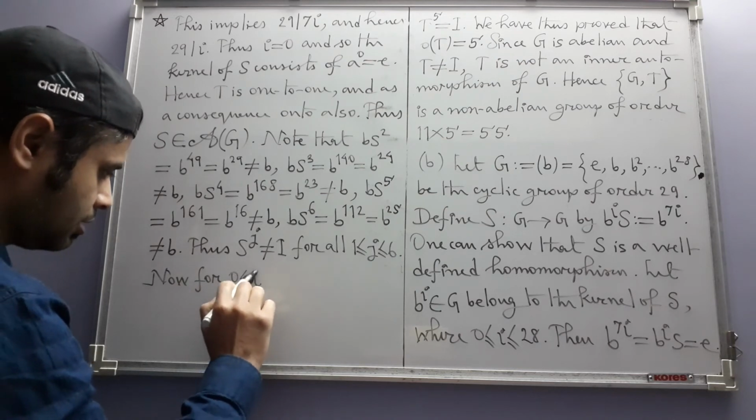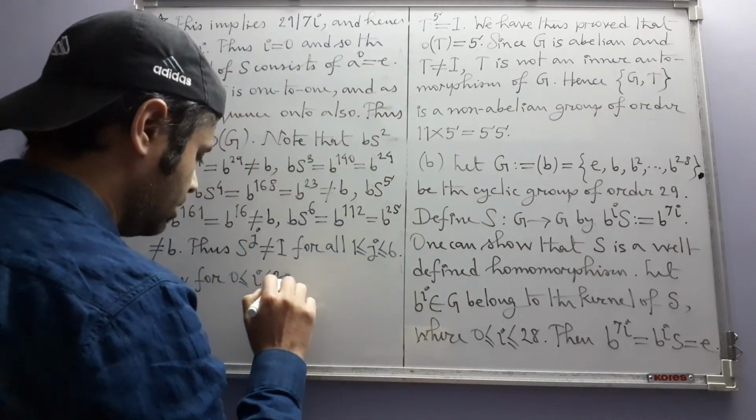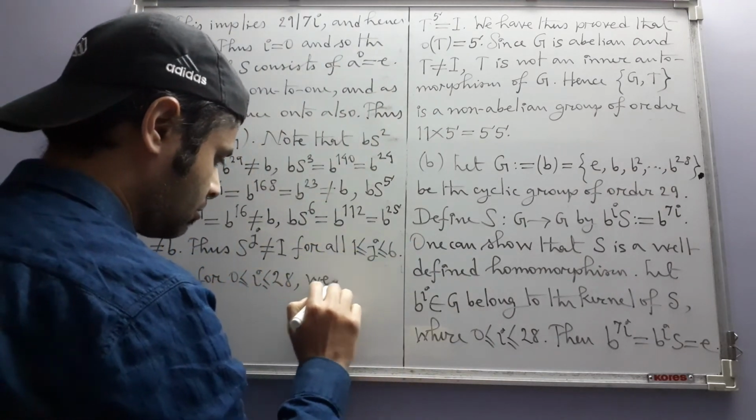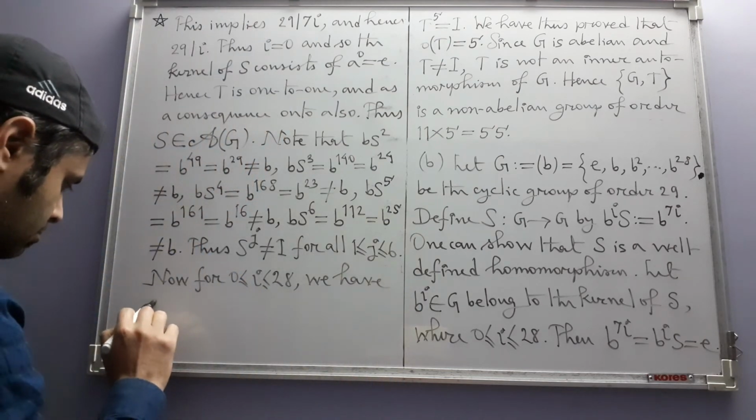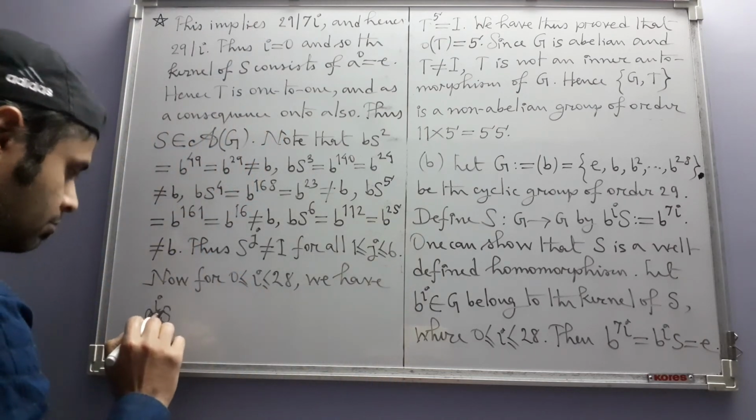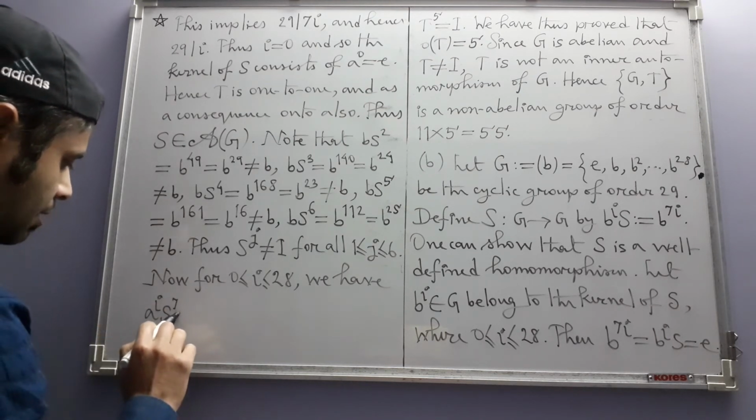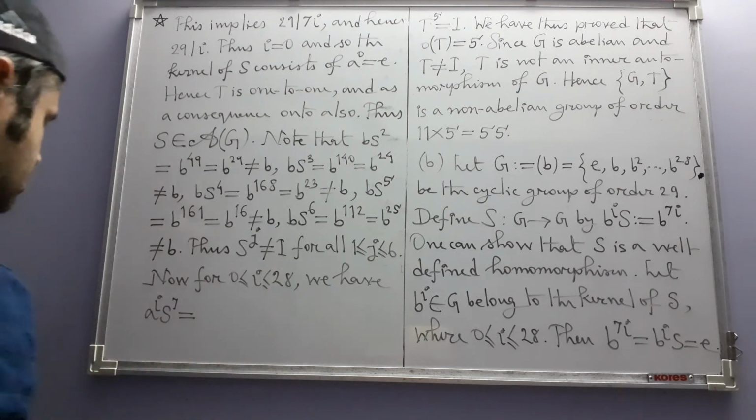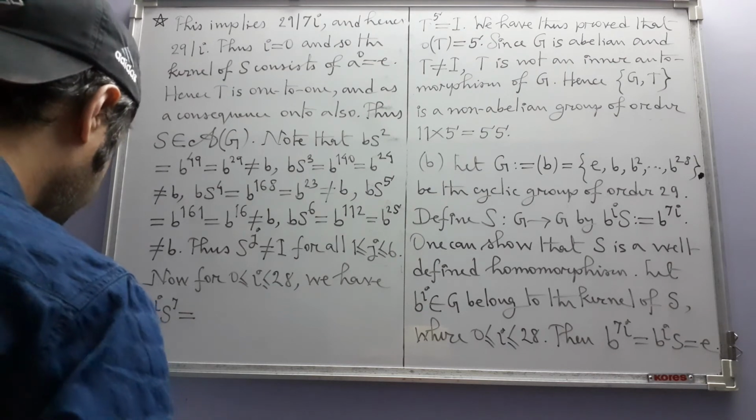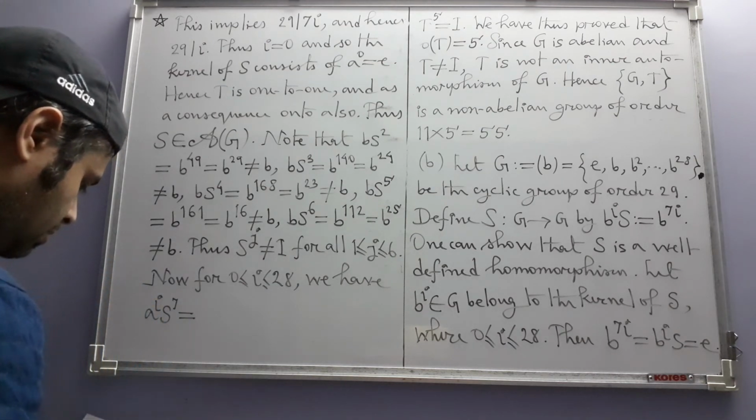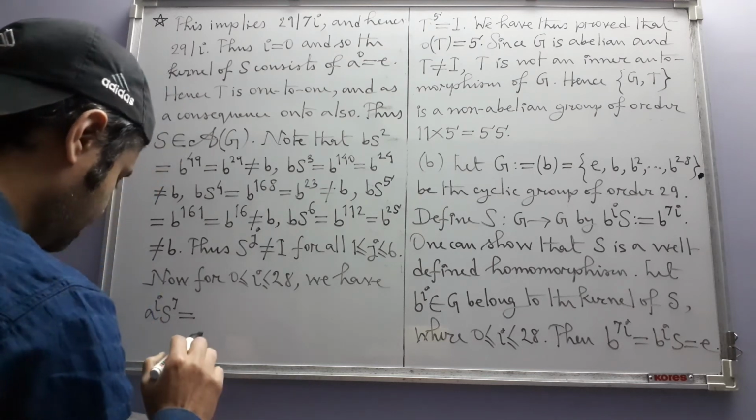Now for any integer i lying between 0 and 28, what is the seventh power of s doing to this element? 7 to the power 7. Now, so here for the first time we have written the full number, I think.